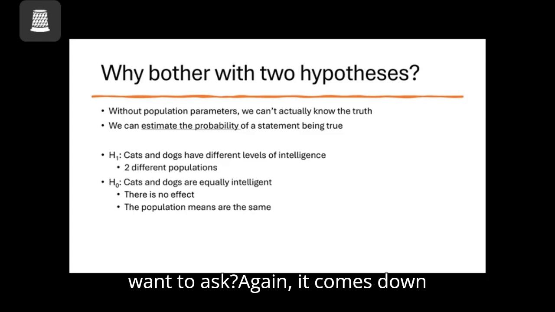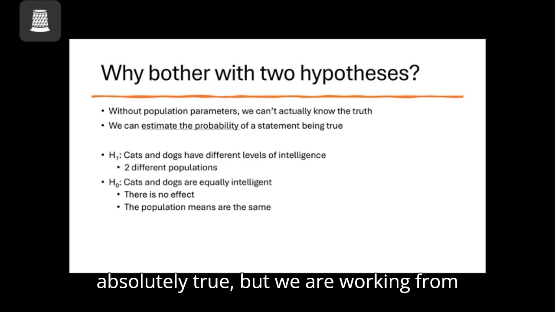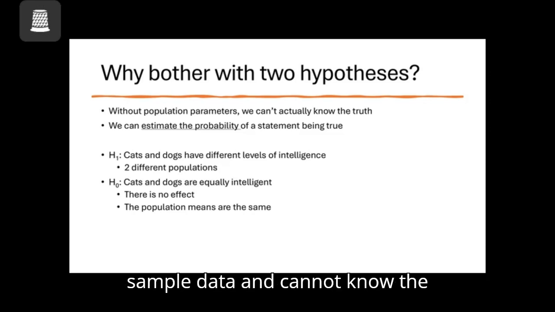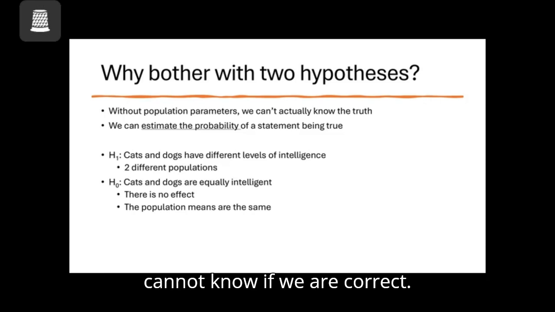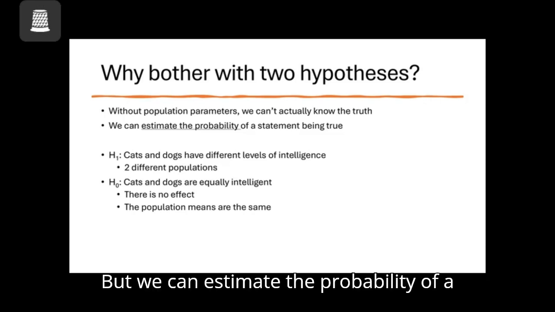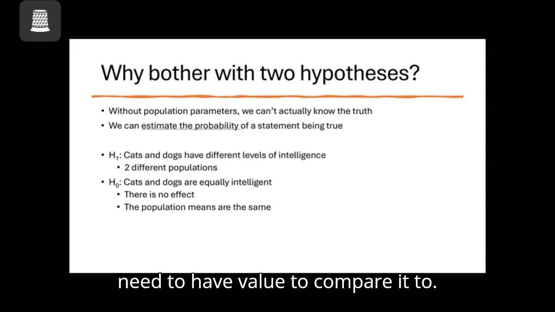Again, it comes down to the fact that we can't prove anything in science, because proving something means that we know 100% that it is absolutely true, but we are working from sample data and cannot know the parameters of the population. Without knowing the population parameters, we cannot know if we are correct. But we can estimate the probability of a statement being true.